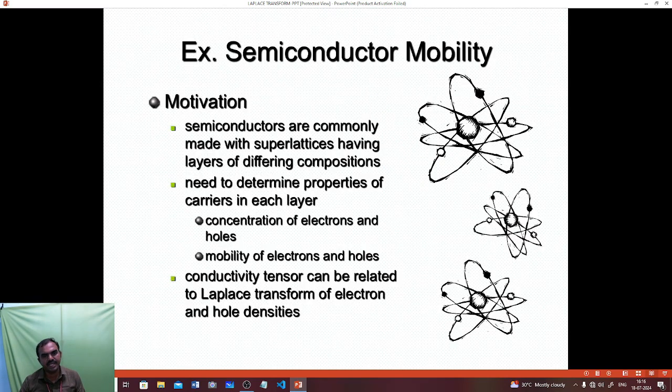So example, semiconductor mobility. Motivation: semiconductors are commonly made with superlattices having layers of differing compositions. We need to determine properties of carriers in each layer: concentrations of electrons and holes, and mobility of electrons and holes. Here is a diagram, you see the semiconductor mobility.